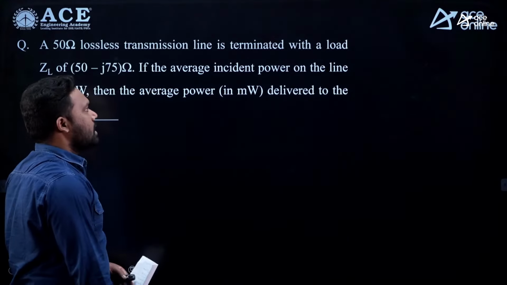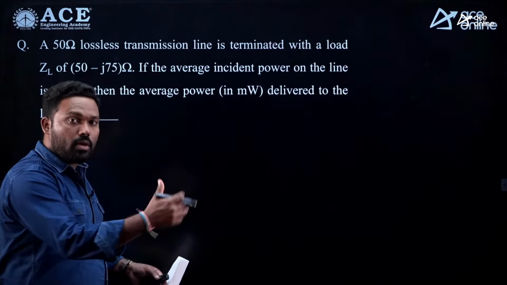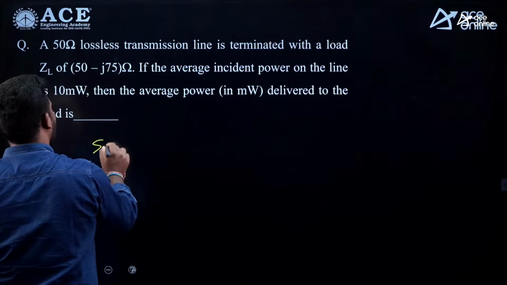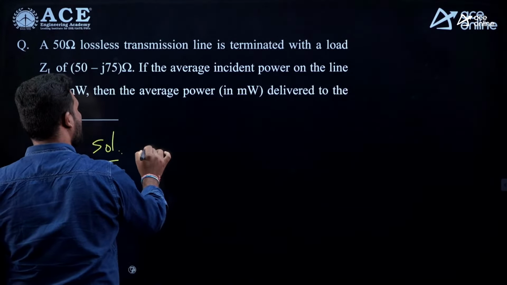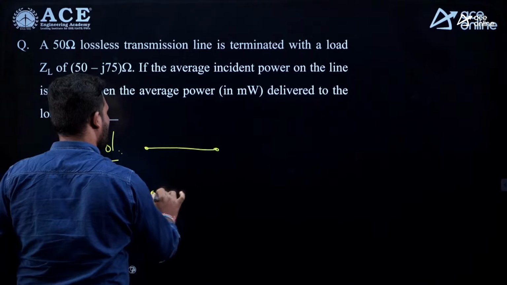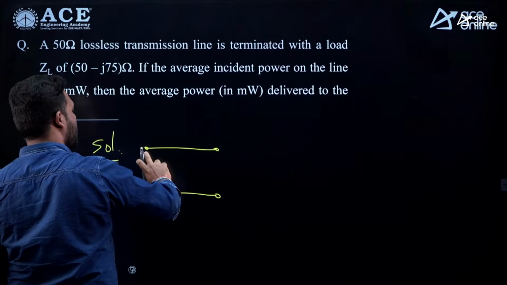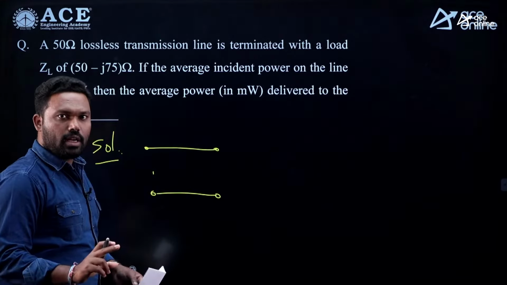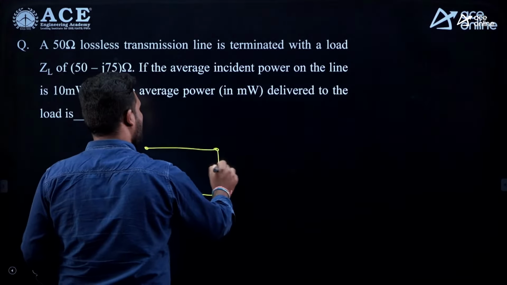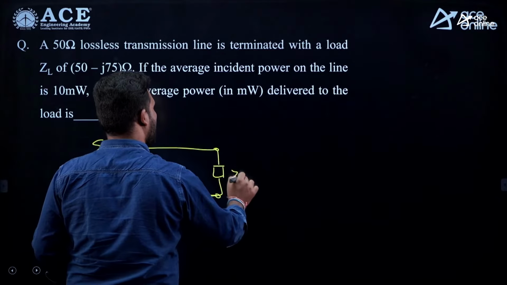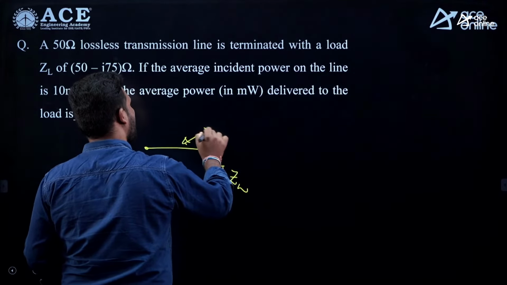There is one more question here related to the transmission line. It is asking what is the power delivered to the load. Fine. So here is the transmission line. If it is a lossless transmission line, whatever power you supply, you will find the same power over the length of the transmission line everywhere. Fine. So it has ZL, and the characteristic impedance is Z0.